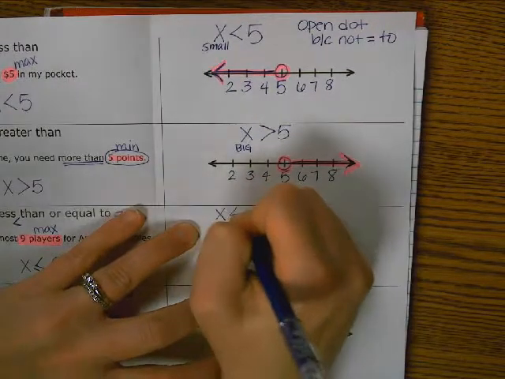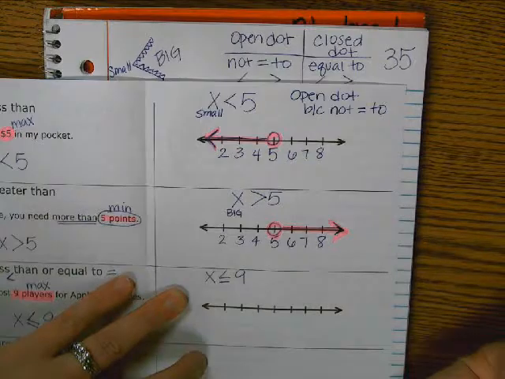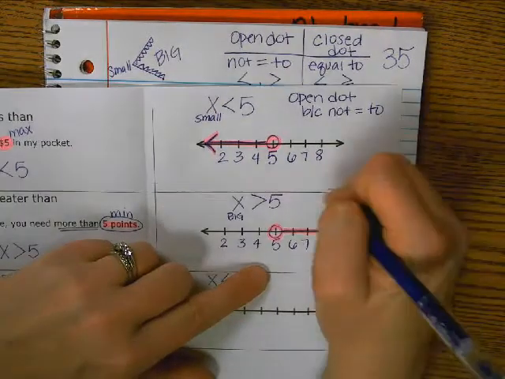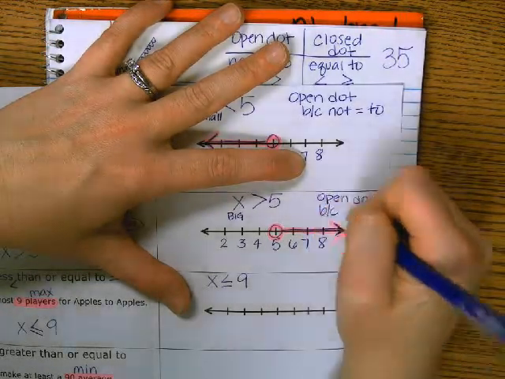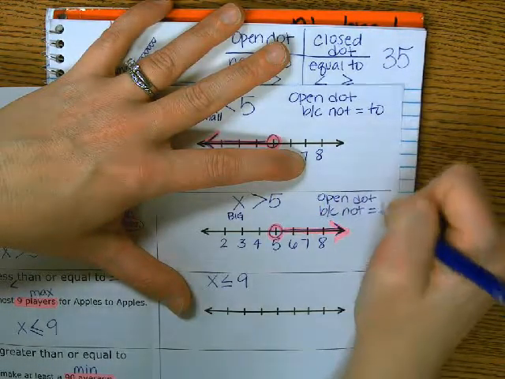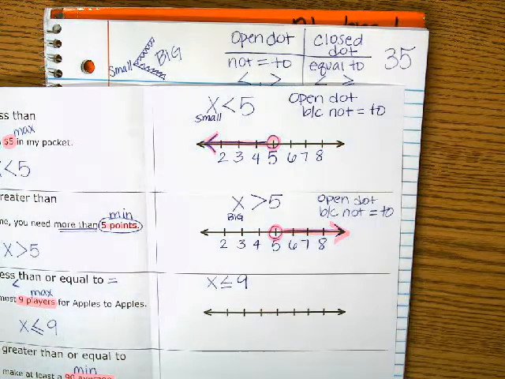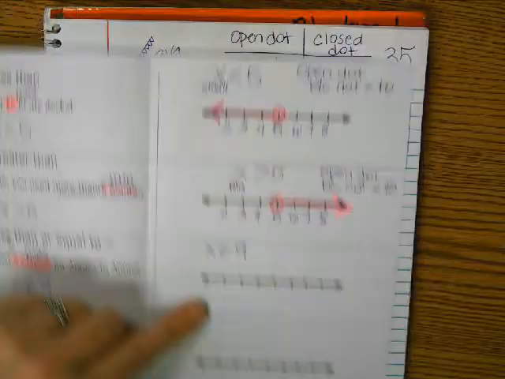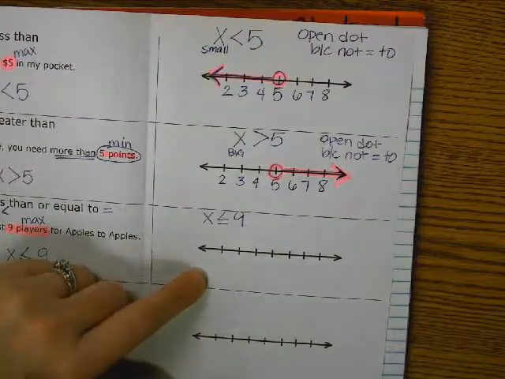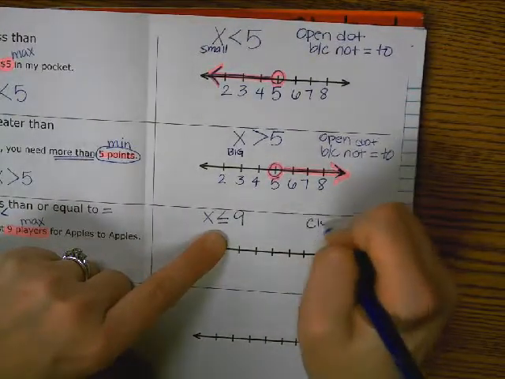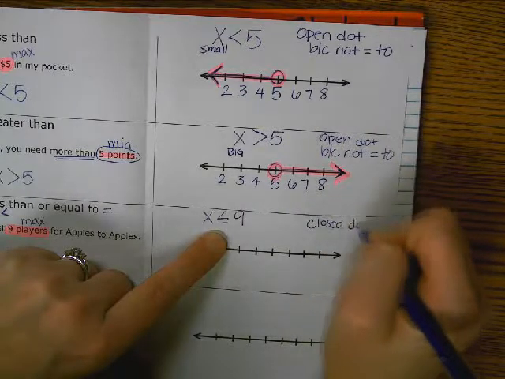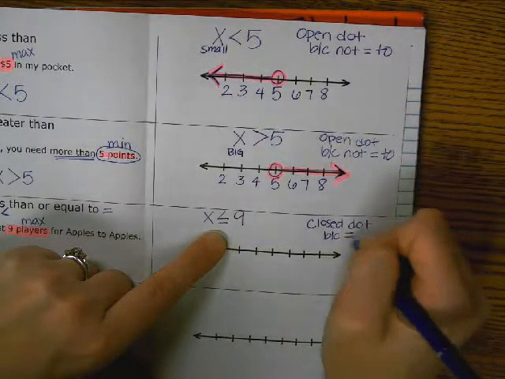Alright, so let's look at the next one. We've got X is less than or equal to 9. Oh, and I forgot. Let's go back up here. This one's open dot because it's not equal to. Okay? Alright, so graphing on this next one. Remember, it's 2 steps. Step 1, is it an open dot or a closed dot? This time it's a closed dot because it says equals to.